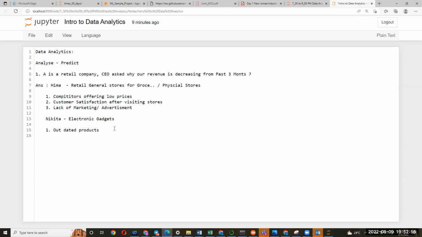Remaining people can also think. I'm saying lack of quality. Quality. And no customer retention, they are unable to bring back the customers. Okay, customer retention. Now I can think of these points. Right. So next, who?